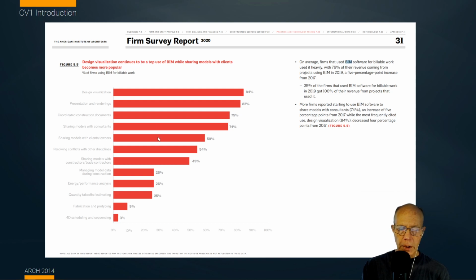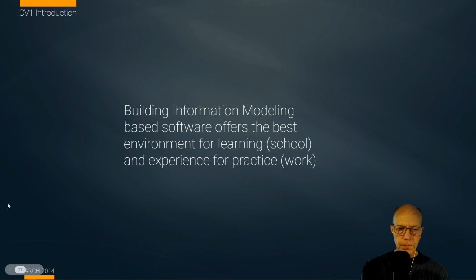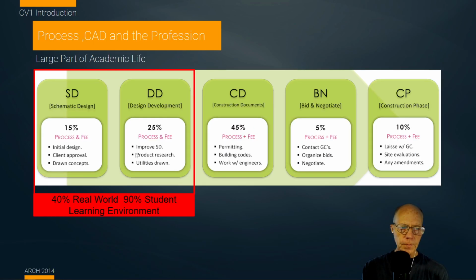And then sharing our ideas with other people like our clients and other owners of the building. And so on. And more of this will be explained as we move forward. And so, the final statement on that is building information modeling based software opens the best environment for learning, school, and experience for practice. There are some issues about the limits of what building information modeling does as far as hampering the creativity of architects in general. And I think that's part of an active and important dialogue that we'll have during this course.